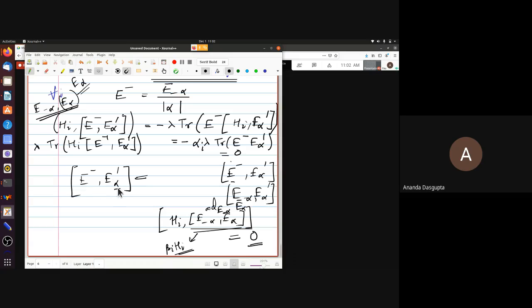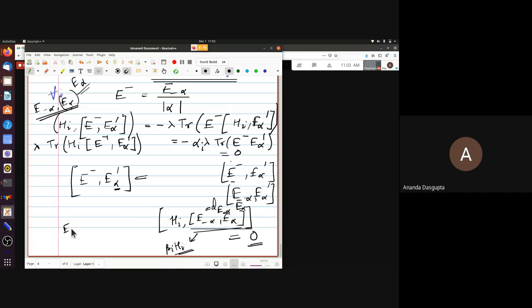Remember, this alpha and E minus have the same root. E minus is basically E minus alpha. And E alpha prime may be a different generator, but has the same root. So this must be of root 0. This commutator must have root 0. That means the commutator must be a member of the Cartan subalgebra, right? Same argument as here. Is this clear?